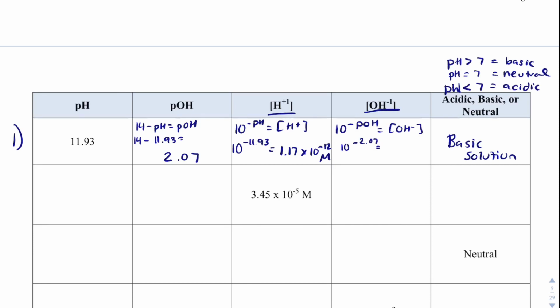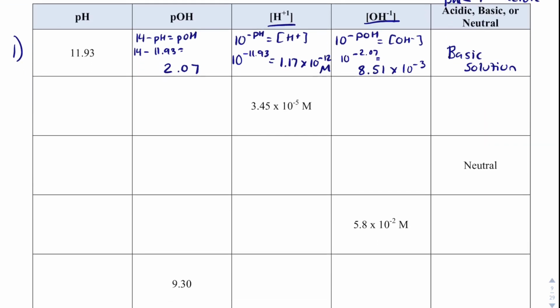And when I do that, my calculator's in scientific notation mode. I get 8.51 times 10 to the minus 3. Okay, so that's how you do one of these. On number 2, how do you do it if you're given H+ to start out with?